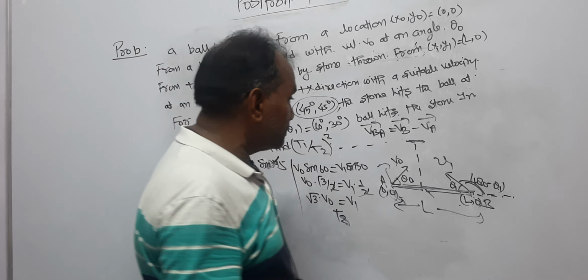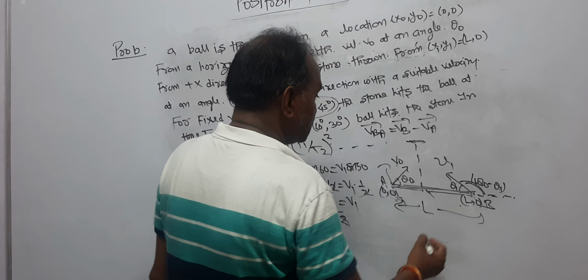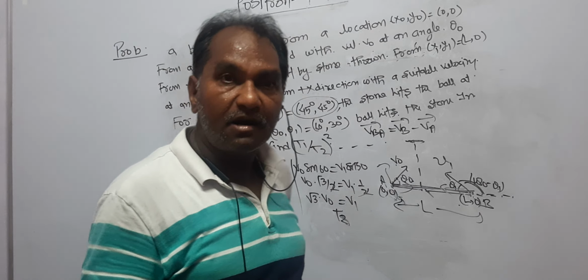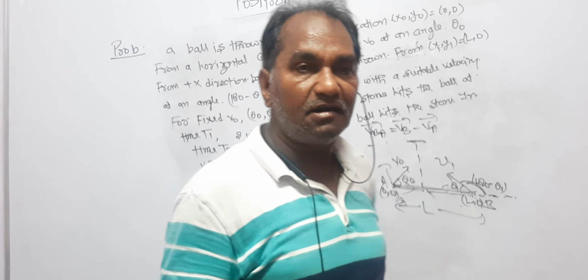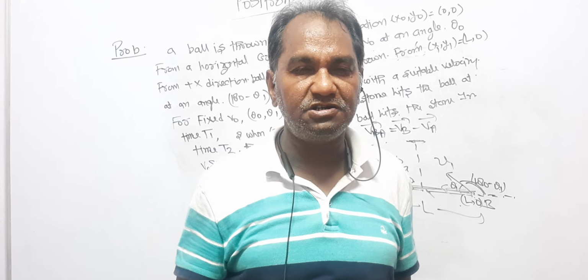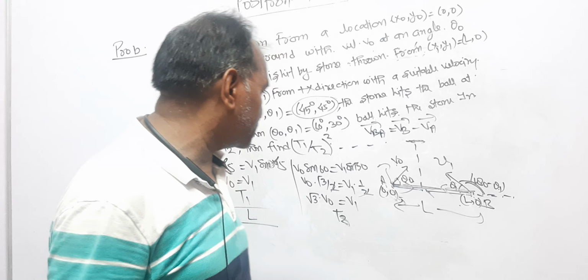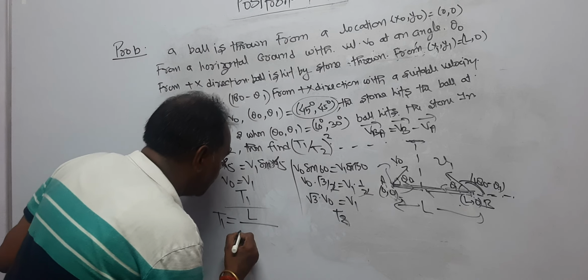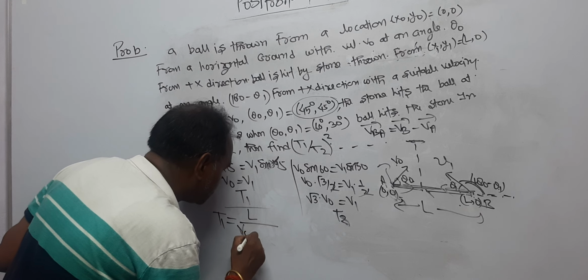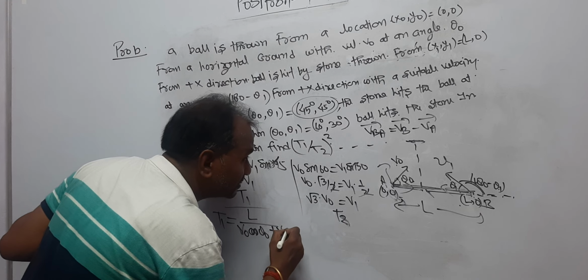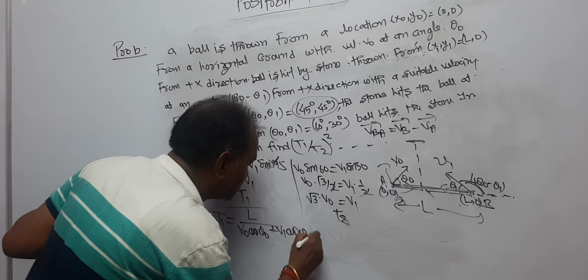So for the velocity of B with respect to A, both the velocities are facing opposite to each other. In relative velocity, if the two velocities are facing opposite to each other, then we add these two velocities. So it will be, dear student, V naught cos theta naught plus V1 cos theta 1.